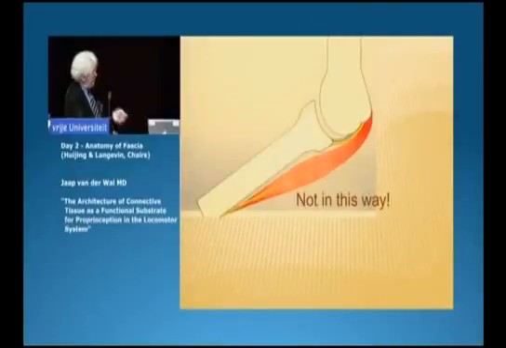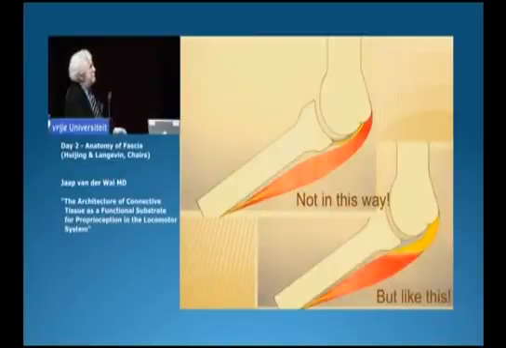The capsule is here in blue. It's not in this way. It's in this way. And what is this? This is the in-series organization. This is a typical parallel organization of the muscular component and the ligamentous component.